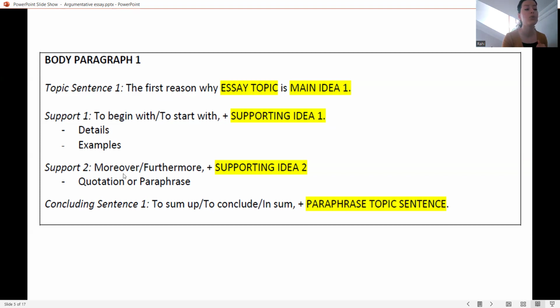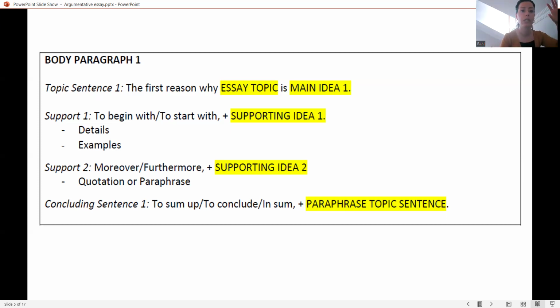For supporting idea 2, you can use these phrases, moreover, furthermore, and then your idea. Okay, supporting idea 2 can be for the details and examples. You can use explanation, you can use facts or statistics, anything that you like, or you can just change the places of these two.